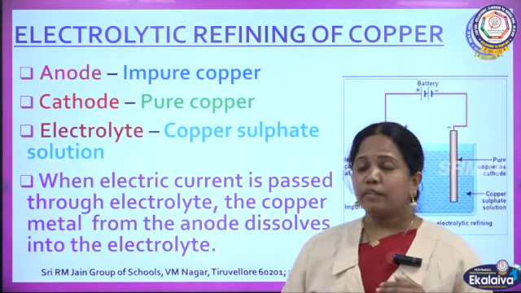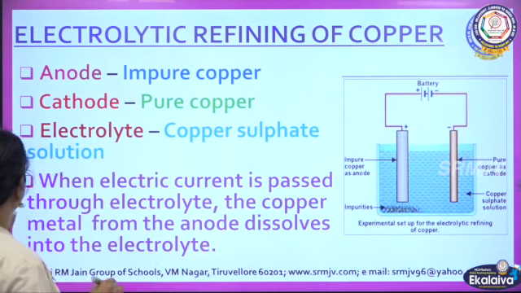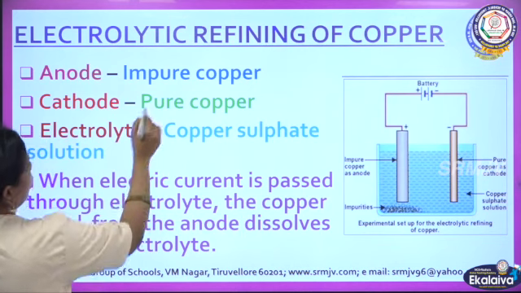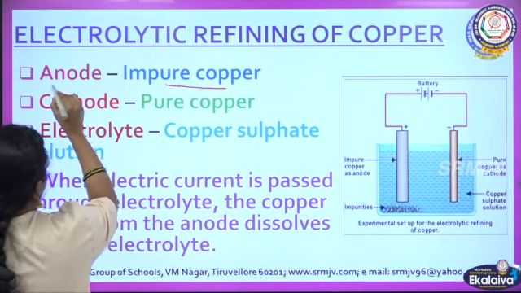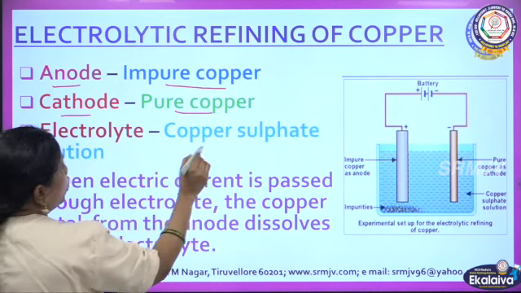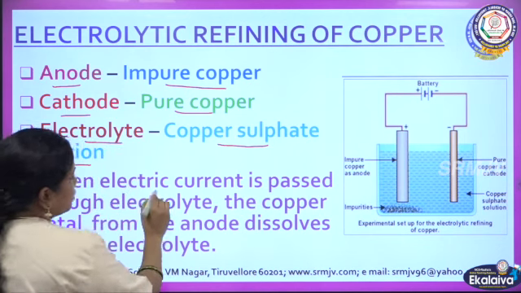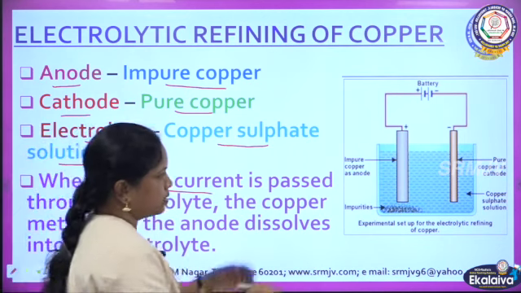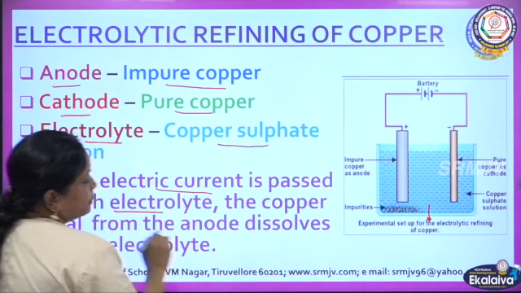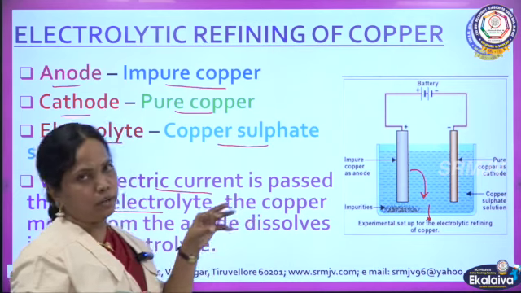Let us see the electrolytic refining of copper. In this process, impure copper is taken as the anode and a strip of pure copper is taken as the cathode. Copper sulfate solution is taken as the electrolyte. When electric current is passed through the electrolyte, that is copper sulfate solution, the copper metal from the anode dissolves into the electrolyte.